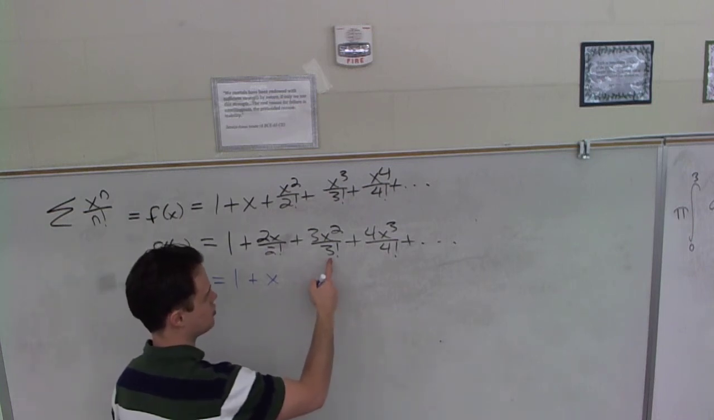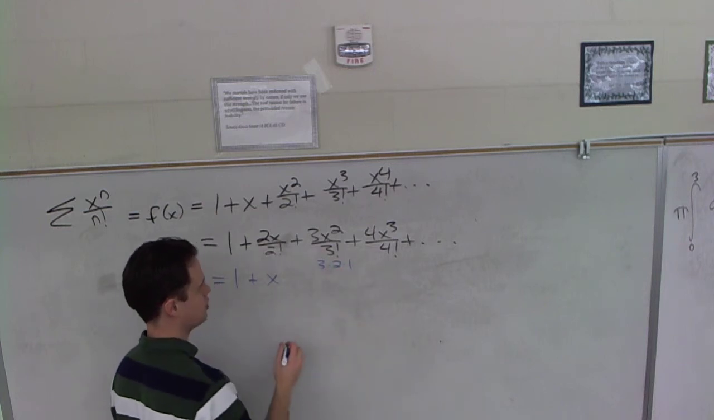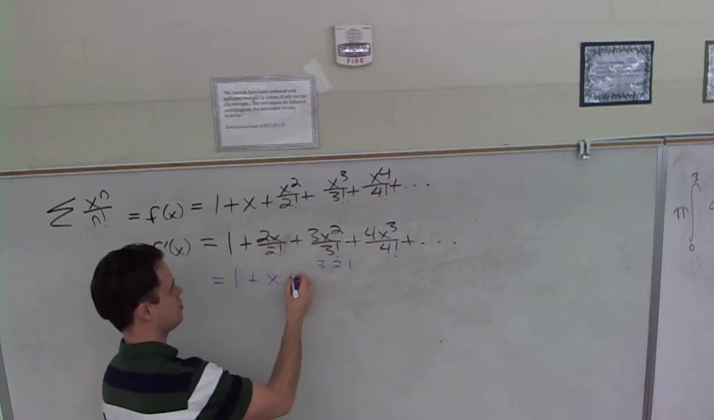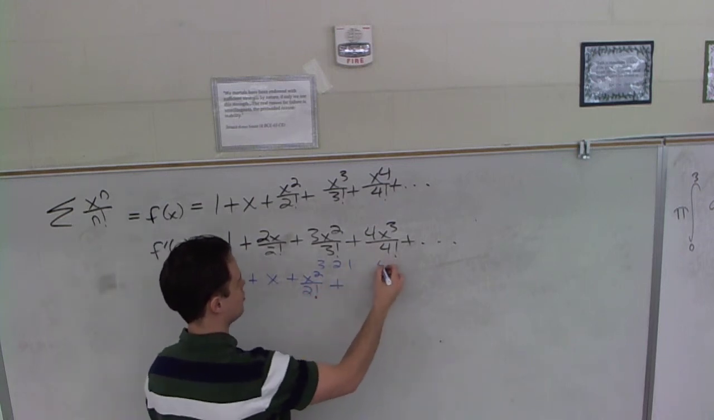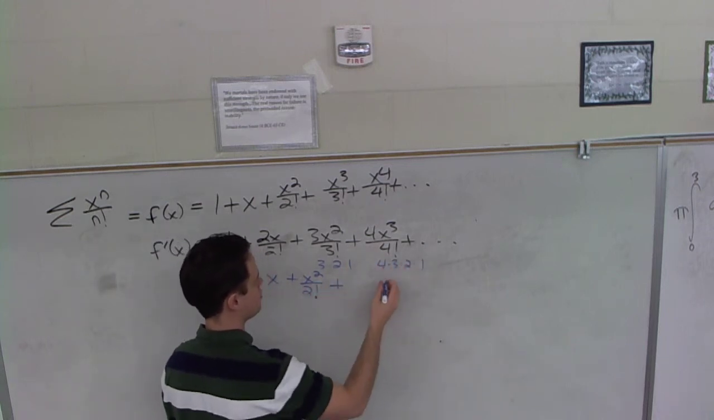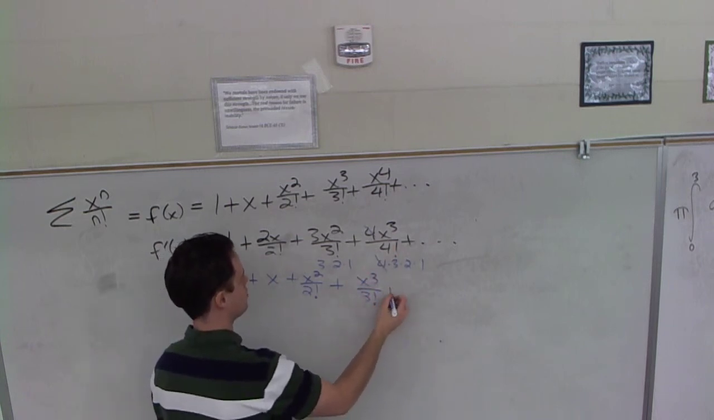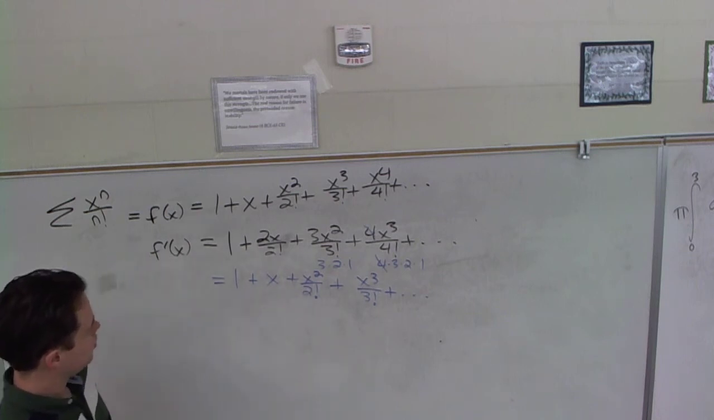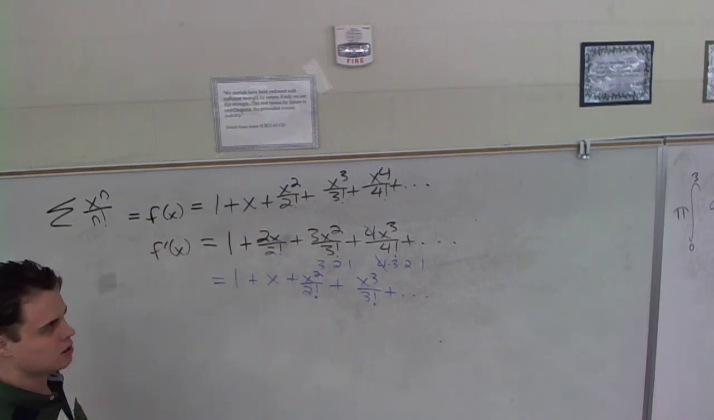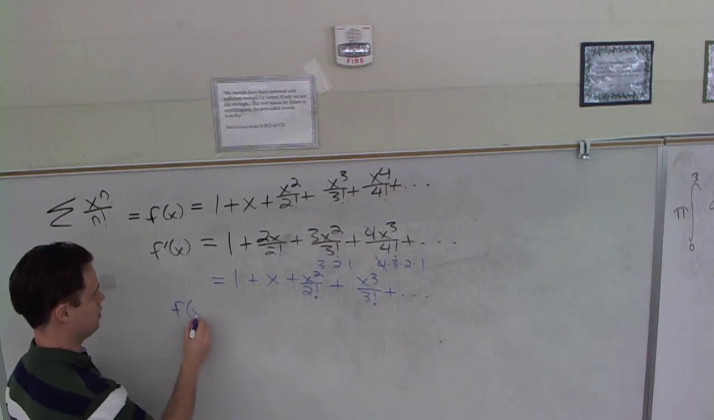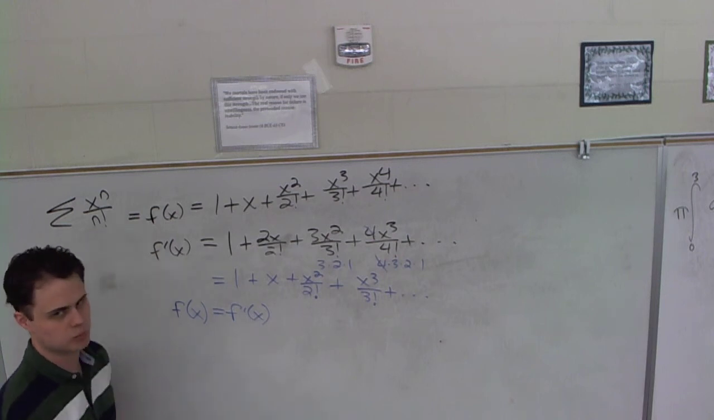3 factorial is 6, but you could even write it as 3 times 2 times 1. So you could get the 3's to cancel and have plus x squared over 2 factorial. And then here we'd have 4 times 3 times 2 times 1, so the 4's would cancel, and we'd have x cubed over 3 factorial plus. Look at that. It's the exact same, right? So this function, whatever it is, f of x is equal to f prime of x completely perfectly.